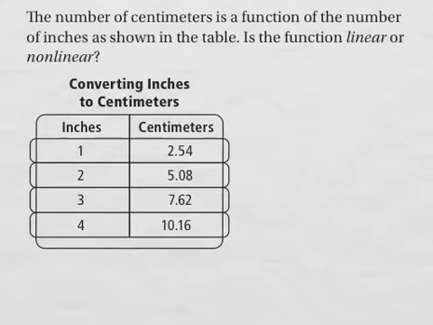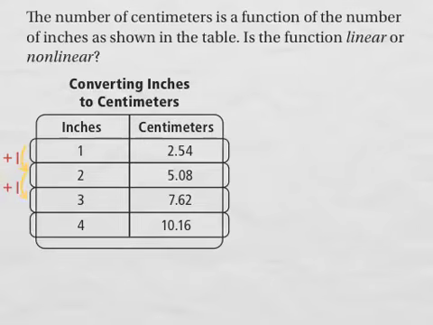The first example says the number of centimeters is a function of the number of inches as shown in the table. Is the function linear or nonlinear? You can always plot these points and connect them and see if they would make a straight line or if it would be a curved line, but since I have these decimals, that's not going to be very easy to graph. But we can look at the relationship between the inches and the centimeters and see if they are increasing or decreasing at the same rate in the table to say that they are either linear or nonlinear.